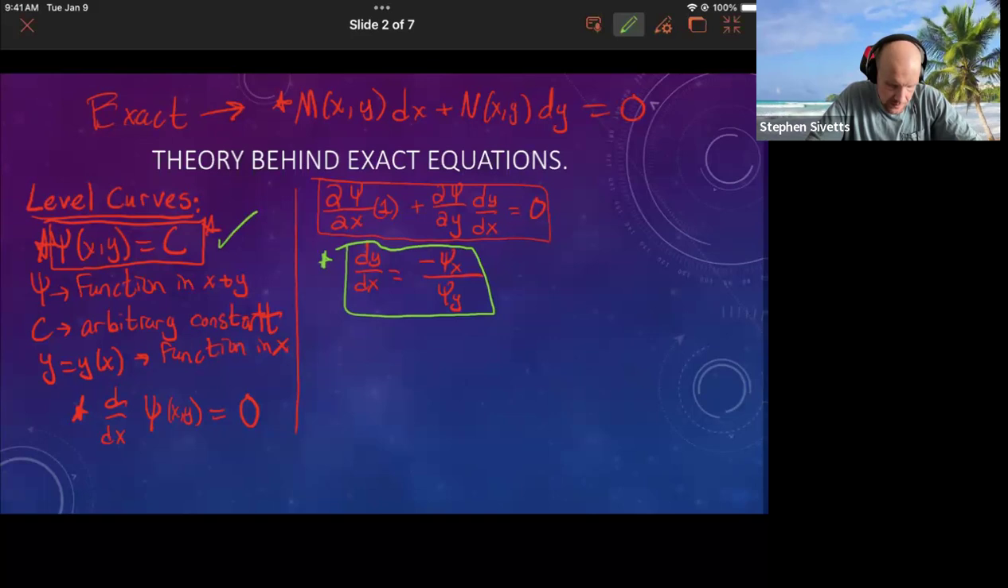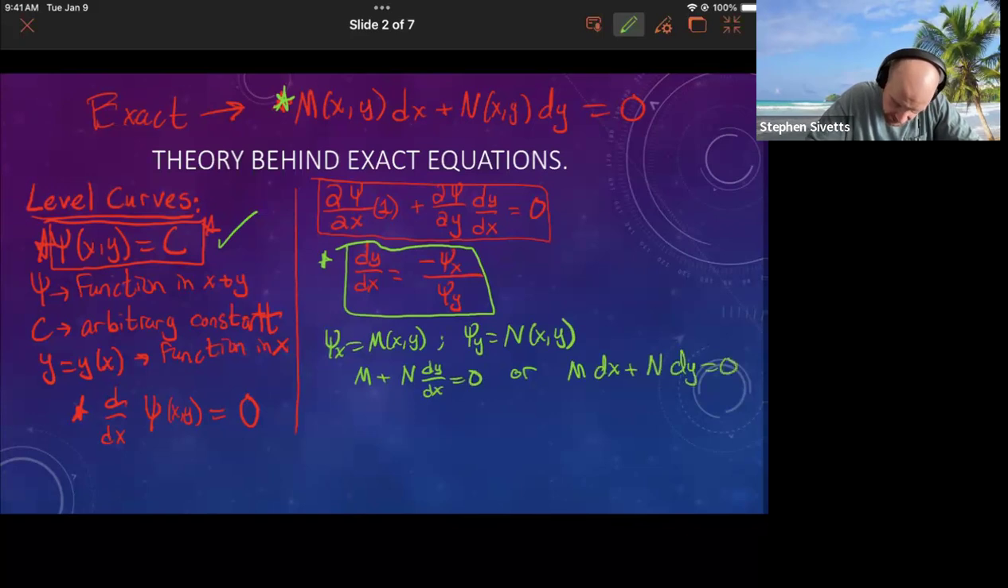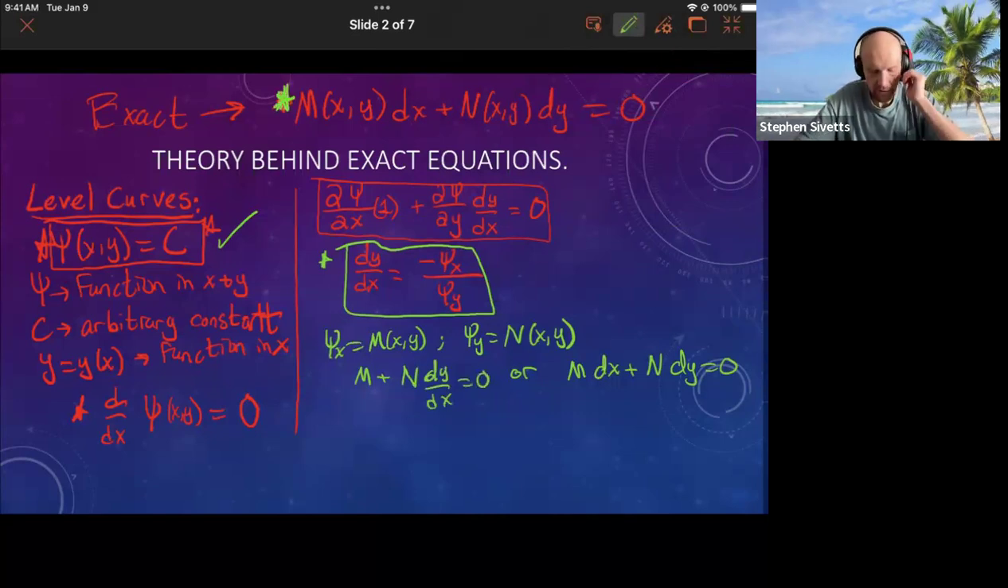So if I say that psi sub x equals M of x, y, and psi with respect to y equals another function N, this is where the formulation comes from. So we'll have M plus N dy/dx equals 0. Or you can say M times dx plus N times dy equals 0. We can split off this dx term by multiplying that quantity to both sides, and we get to this equation right here.